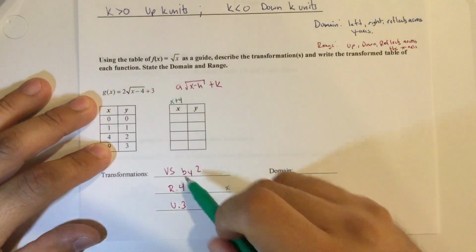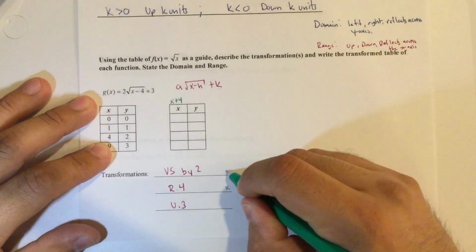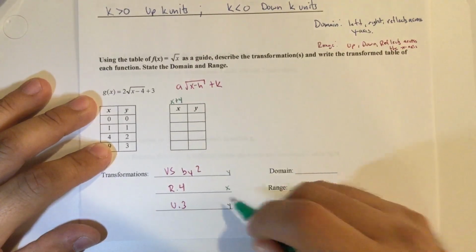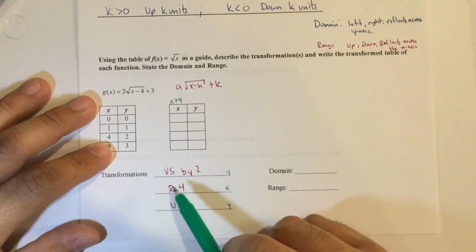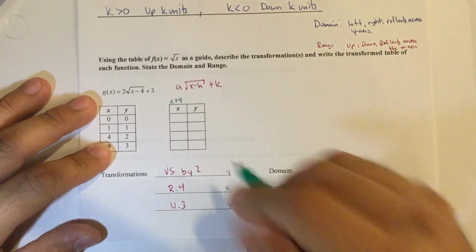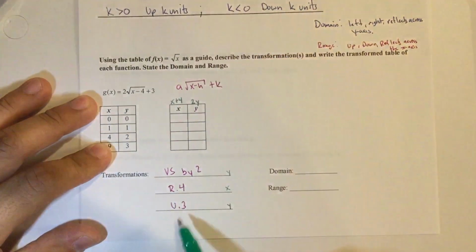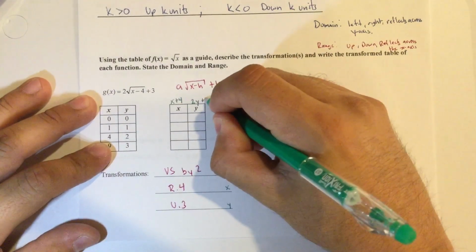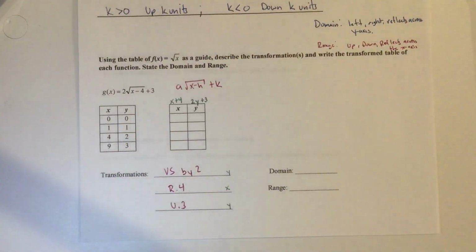And what affects y is anything that's vertical. So vertical stretch and up 3. Those are two things that affect vertical. The vertical stretch multiplies to the y, and the up 3 adds to the y. And those are the two transformations I'm going to use to create my table.